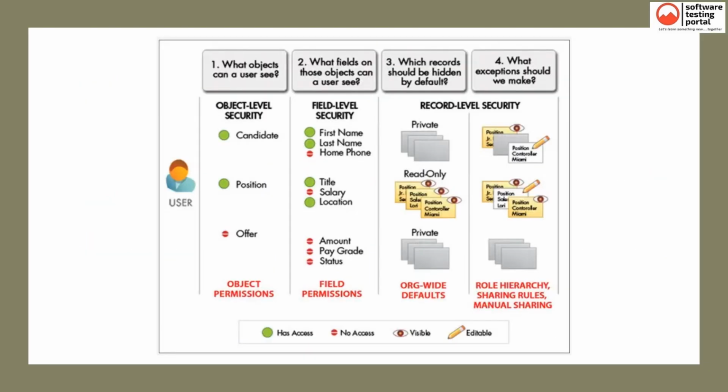In this illustration, various access control levels are described. Object level access controls the access to various objects. Then field permissions can be controlled by the field level security. Then record level security can show or hide various records through the 4 record sharing techniques discussed in the previous question.